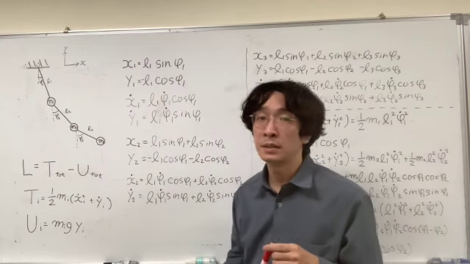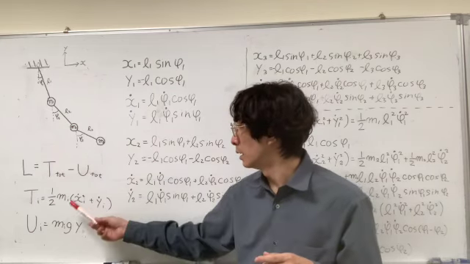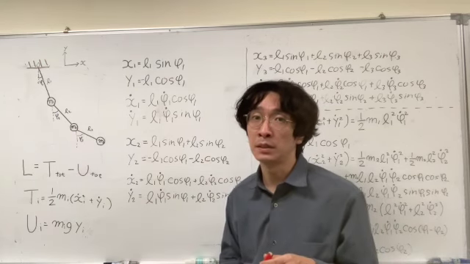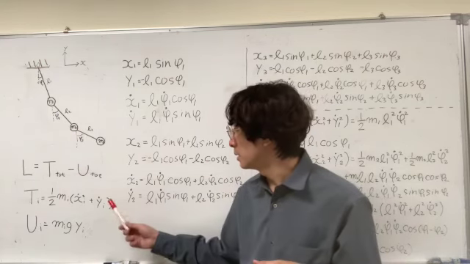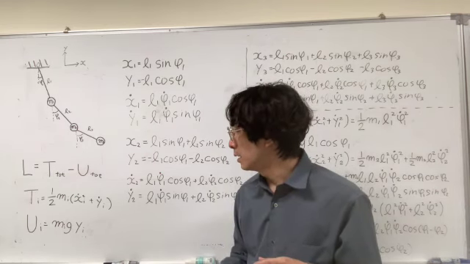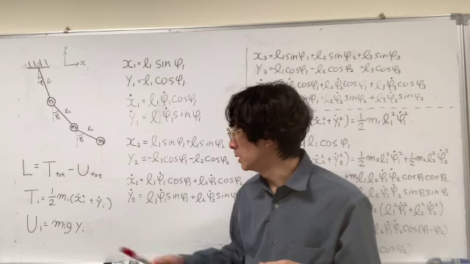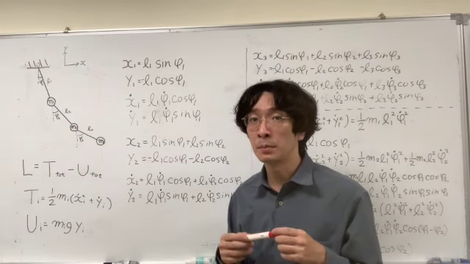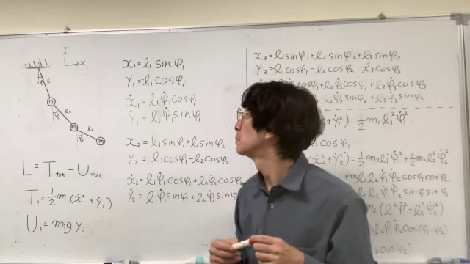So kinetic energy can be defined with this equation. The first term corresponds to the velocity in the x-axis, and the second term is the velocity in the y-axis. And the potential energy can be defined with this equation. Then we can calculate the position of each mass.